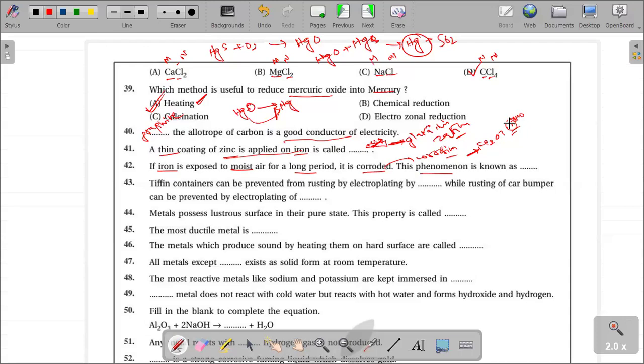Why are we using xH2O? It means we don't know the quantity, how many water molecules will be present in the particular formula. So that's why we are using x. Either n you can use, or otherwise x.